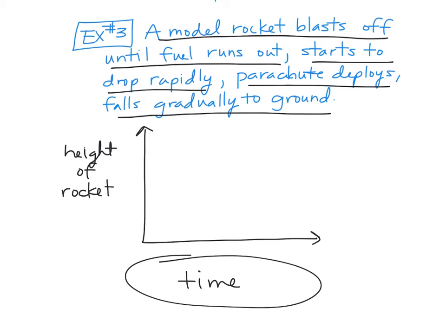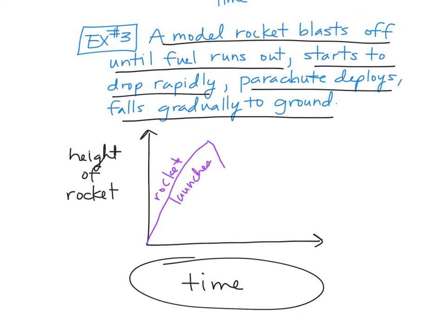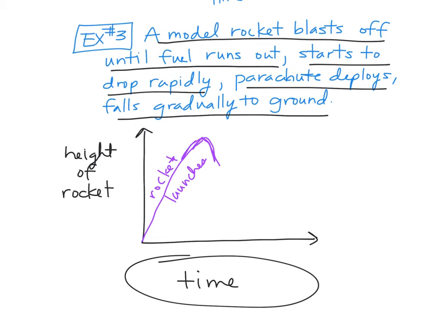What's the first thing you drew? Going up. Okay, so we're going to shoot the rocket into the air, right? So this is our rocket launches. It says until fuel runs out. So then it starts to drop rapidly. So we went up rapidly, right? Now we're going to drop rapidly. So at about the same slope here would be our drop.